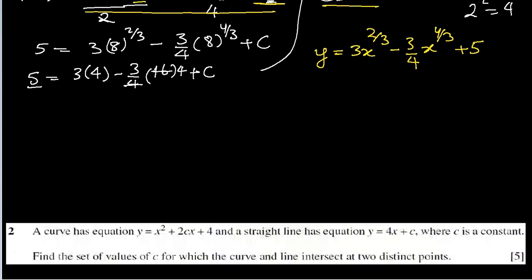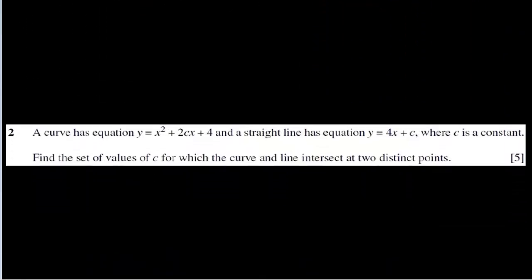Let's move on to the next question, which is number 2. A curve has an equation of this. It's quadratic, we can see that. And a straight line has an equation, this. It is a linear equation, power 1. Yeah, it is power 2. Where c is a constant. So both c's are the same, okay?